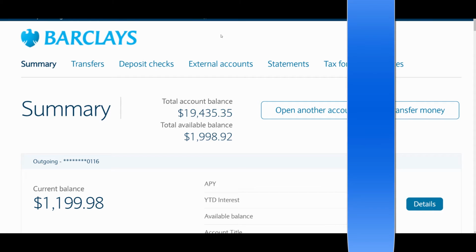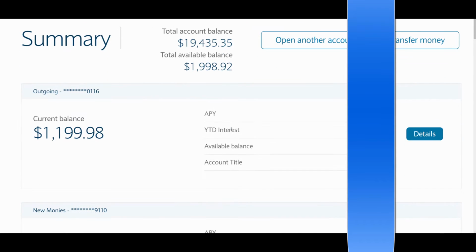This is my complex, but really not that bad, savings account. And you're going to see right away that I have a balance of $19,435, which is considerably more than my Lending Club and Prosper accounts, of which I have about 2,000 of that available. So all this money, day to day, is earning interest.